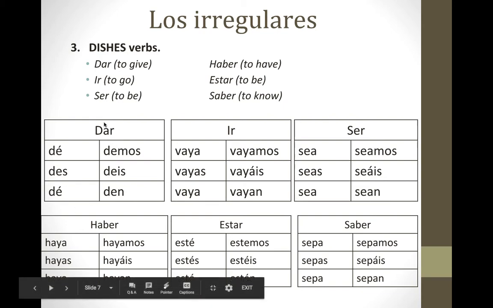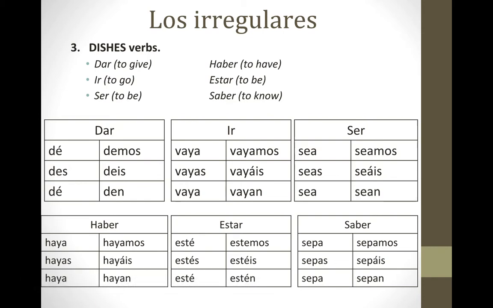Okay, dar means to give. In the present subjunctive, it's dé, des, dé, demos, den. Notice the accents to distinguish the present subjunctive from de, the preposition of or from. Okay, then you have ir. Its present subjunctive is vaya, vayas, vaya, vayamos, vayan. Ser, to be, you have sea, seas, sea, seamos, sean.